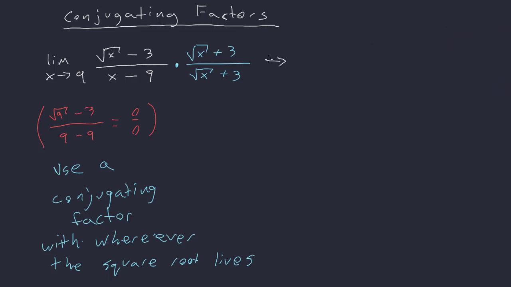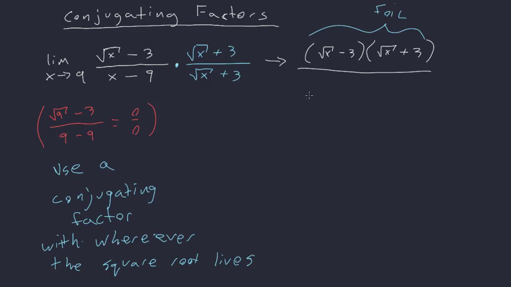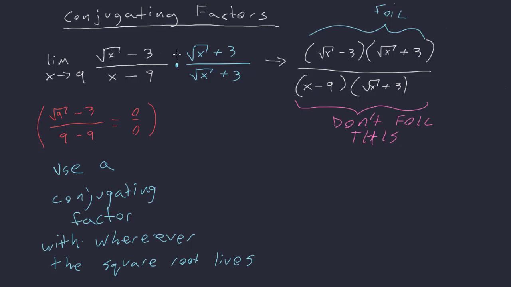All right, now we're going to multiply these guys out, so we're going to want to FOIL this. And here, the other part, you're going to want to leave alone. So in this case, don't multiply out the denominator. Okay, so wherever the square root lived, that's what you mess with. Wherever it doesn't, originally, don't.